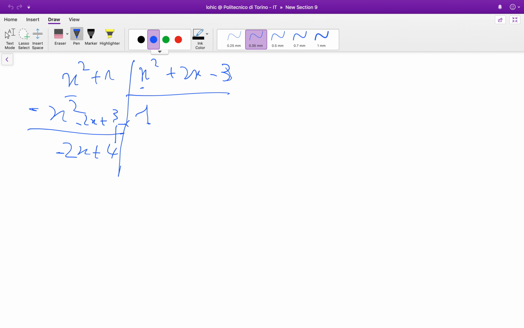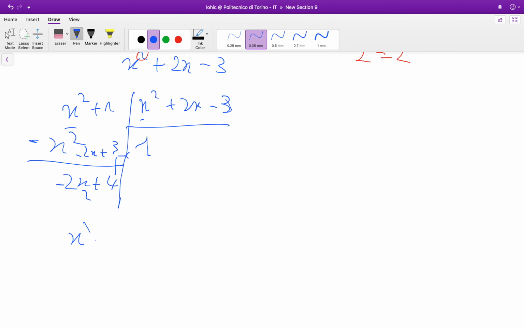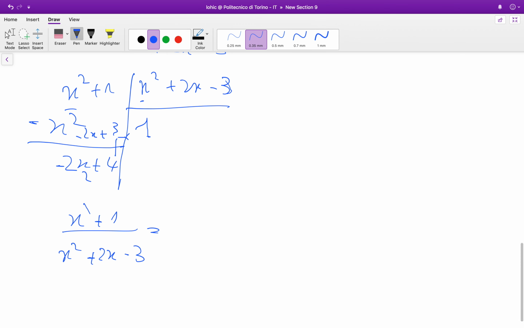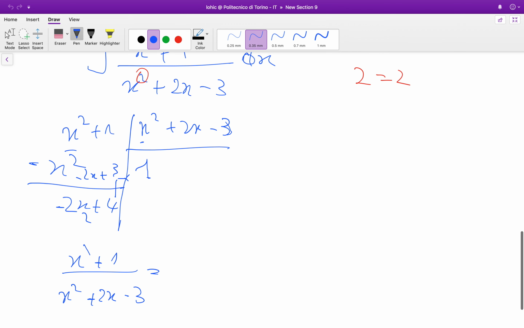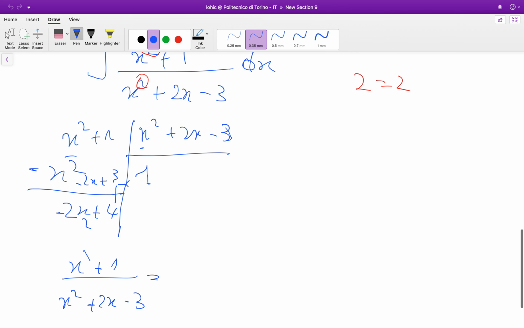So x squared plus 1 over x squared minus 2 plus 2x minus 3 is actually equal to what? To, yes, that. So this is how we perform it.